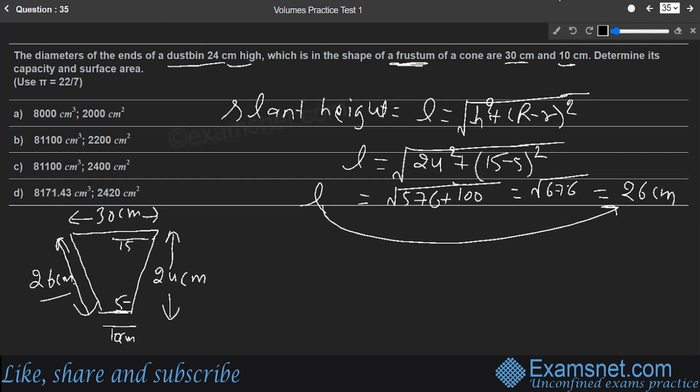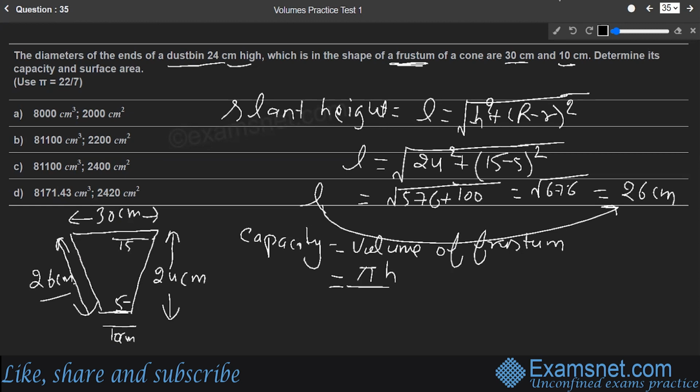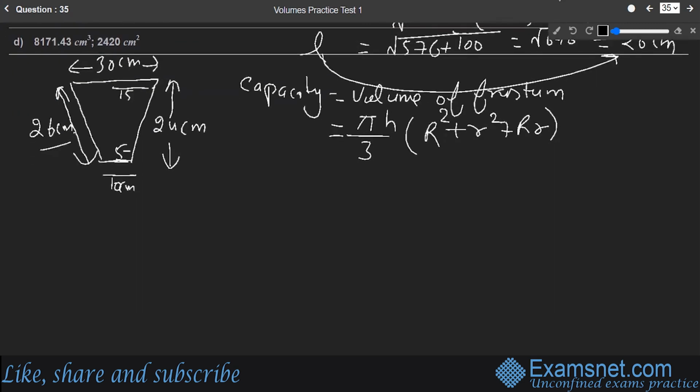Now, he asked to determine its capacity. Capacity is nothing but the volume. Capacity of any object is nothing but the volume of that object. So we need to know the volume of the frustum shaped object first. The formula for that is pi h divided by 3 times (R square plus r square plus R into r). This is the formula for the volume of a frustum. So we have got all the values, so let us keep the values inside and find out the capacity.